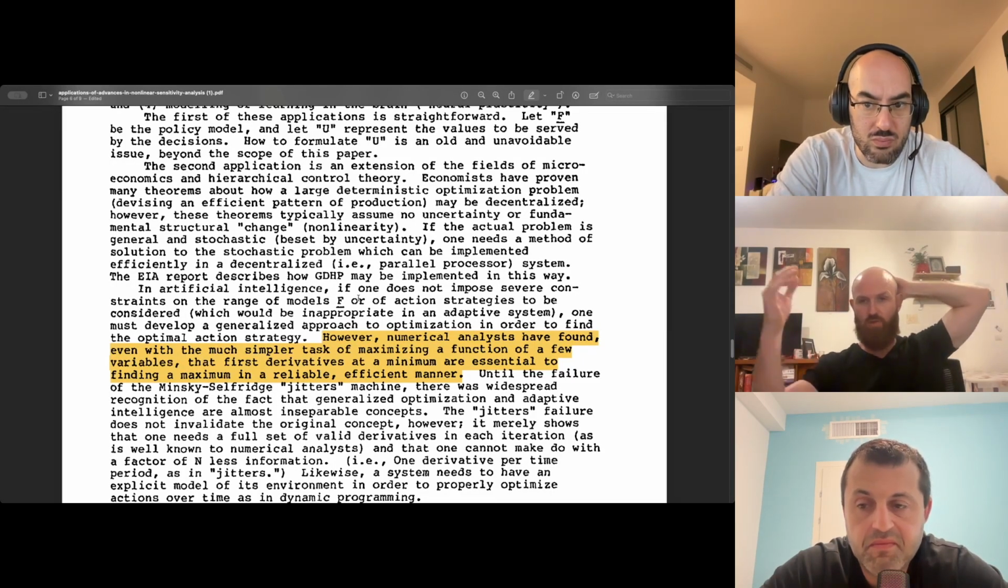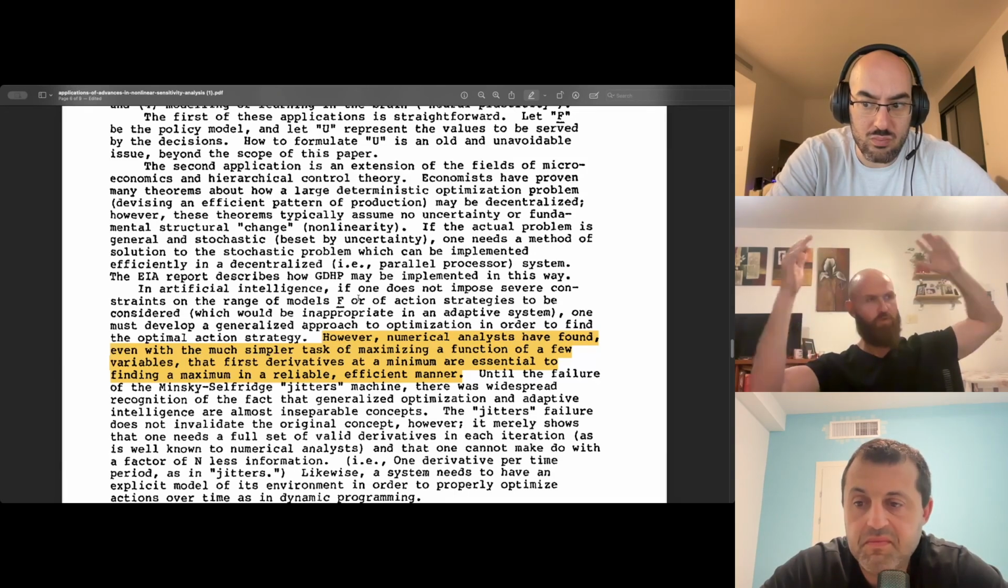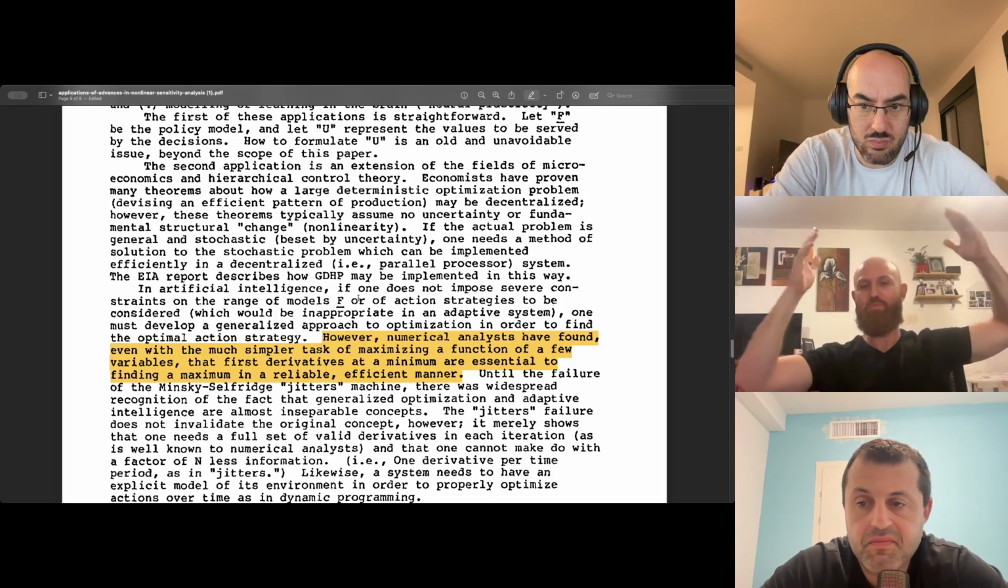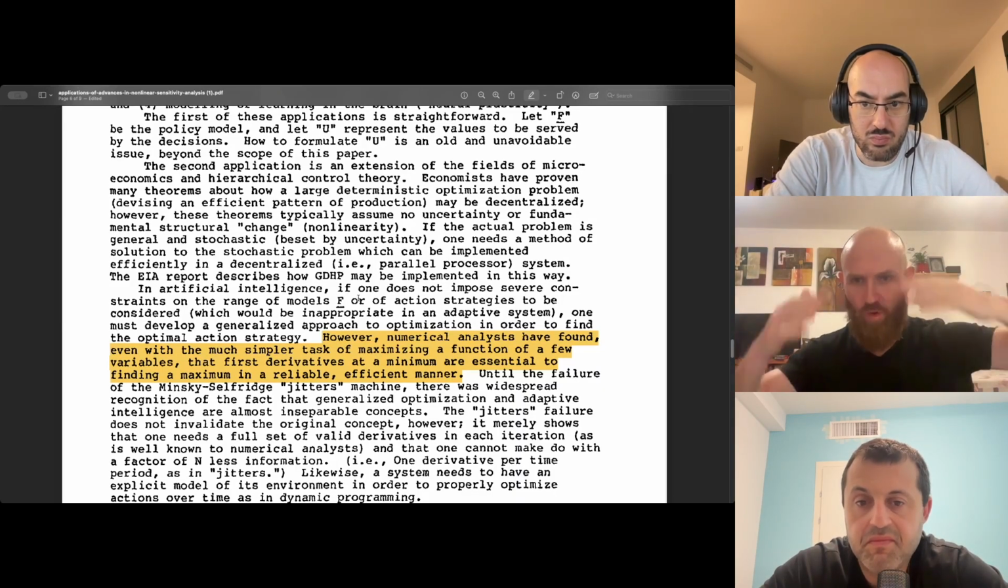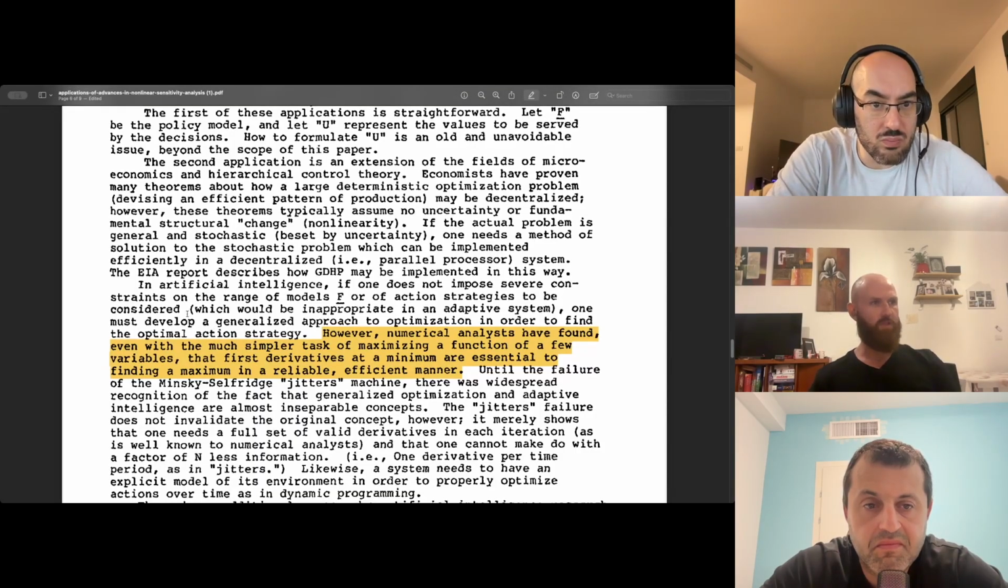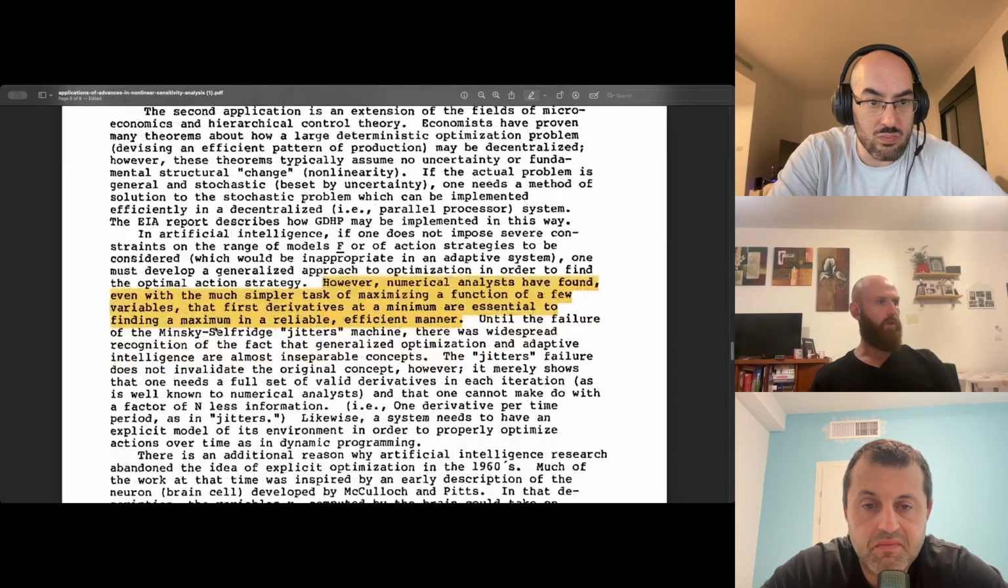And he says in artificial intelligence, if one does not impose severe constraints on the range of models, again, if you're trying to do dynamic programming, you need to go over all combinations and all problems that could be relevant, and that's the curse of dimensionality that Bellman originally talked about. It becomes unfeasible. However, he says numerical analysts have found, even with the much simpler task of maximizing a function of a few variables, that the first derivatives are essential to finding a maximum in a reliable, efficient manner.